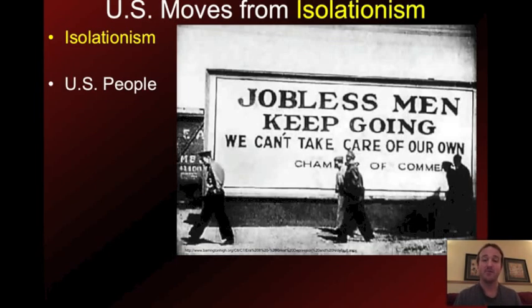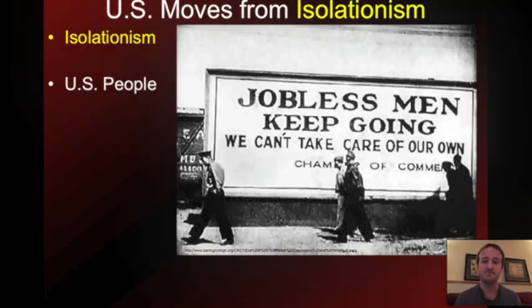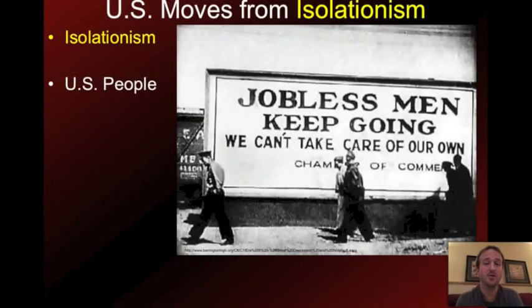This does create a problem for FDR because FDR knows Hitler is a major problem. Because the United States people do not want to get involved in Europe, FDR has a choice to make. Now keep in mind, Hitler is just coming to power in Europe, so it's not like he's at war already, but in the mid-1930s, FDR has to start making choices. Do you become involved, or do you take a stance on Germany, or do you keep your focus in the United States on the Great Depression? FDR decides to take the stance of the people and focus on the Great Depression.